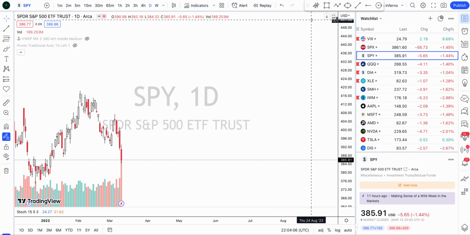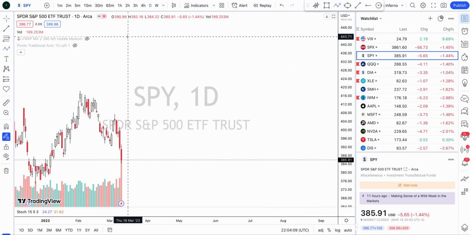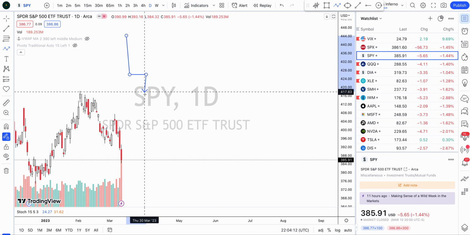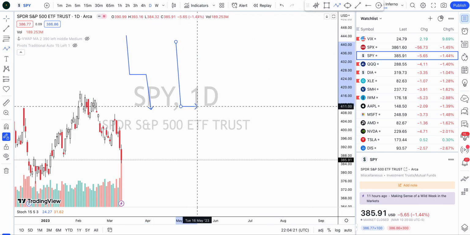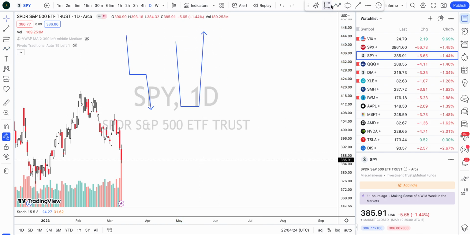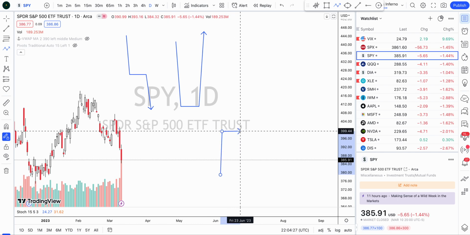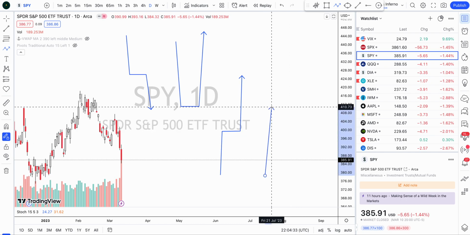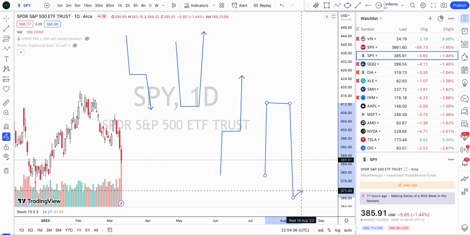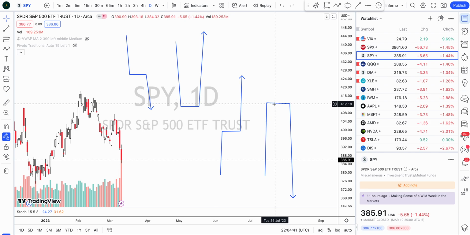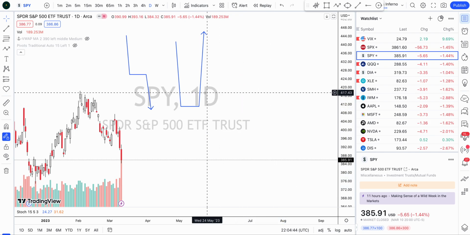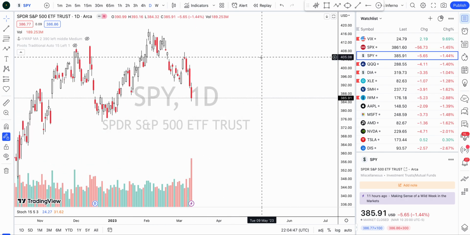There are four different types of supply and demand. There is a drop, base, drop. There is a drop, base, rally. There is a rally, base, rally, and there is a rally, base, drop. Those are the four laws of supply and demand. You can see these on a chart, and I'll draw them out for you here.